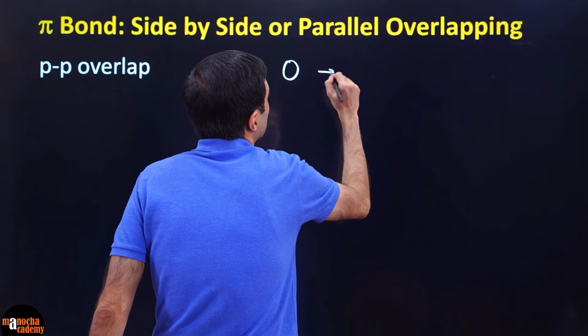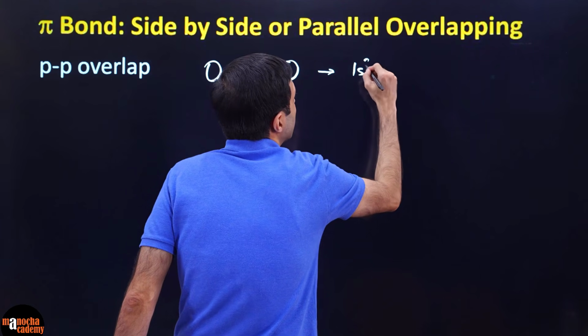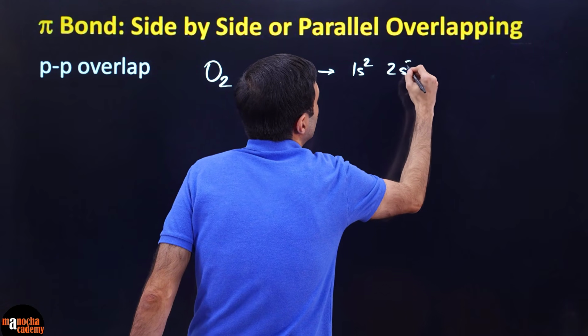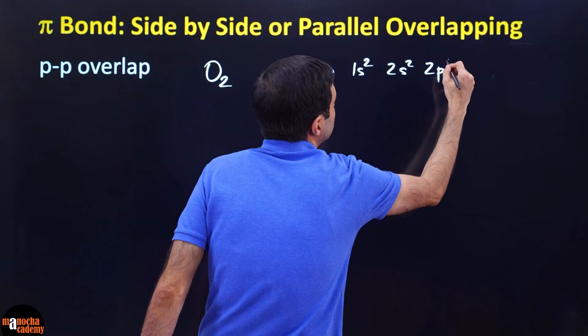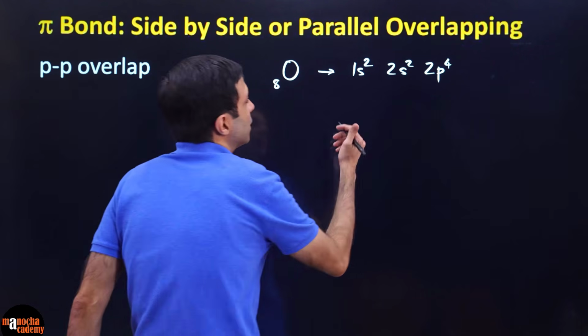It's going to be 1s2 because atomic number is 8. So 1s2, 2s2, 2p4, right? 8 electrons in it. And same for the second atom.